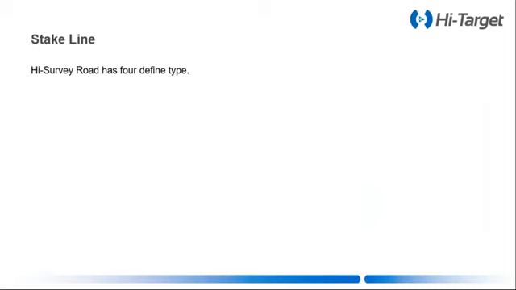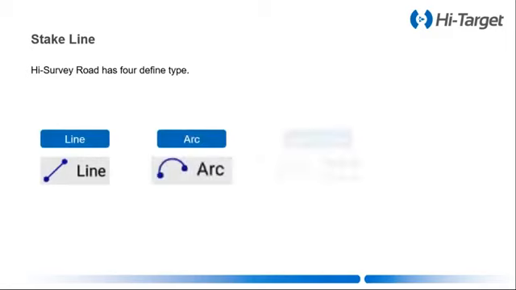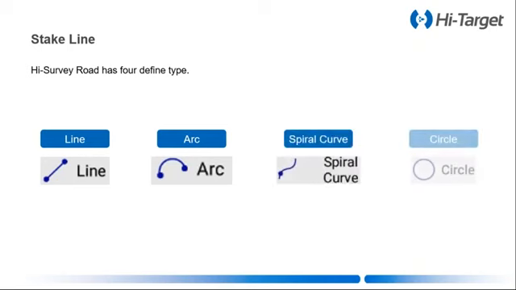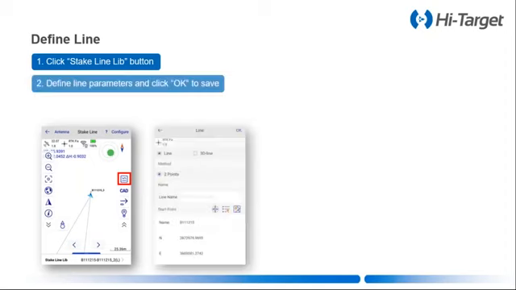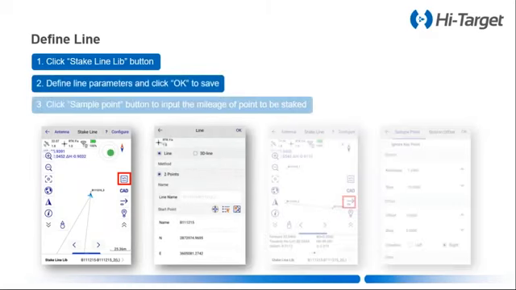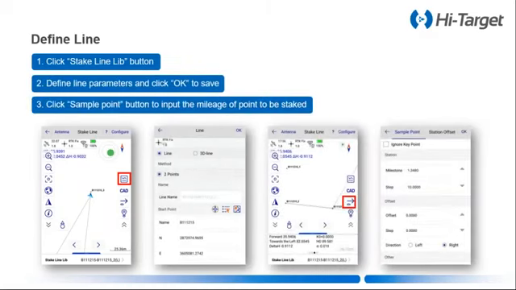Okay, next, stake line. HiSurvey Road supports four different types, like line, arc, spiral curve, and circle. First, we learn how to use the line. Click the library icon, then define parameters and click OK to save. And we can click the sample point icon to input the mileage.